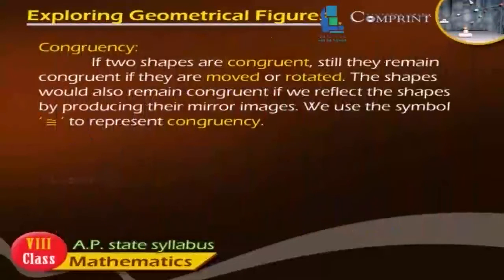If two shapes are congruent, they still remain congruent if they are moved or rotated. The shapes would also remain congruent if we reflect the shapes by producing their mirror images. We use the symbol to represent congruency.